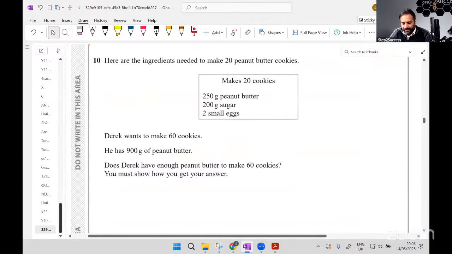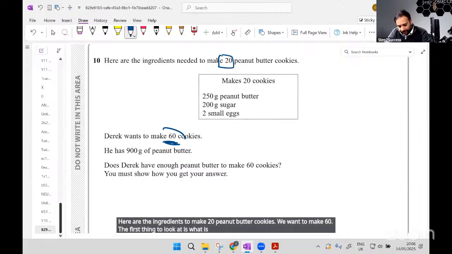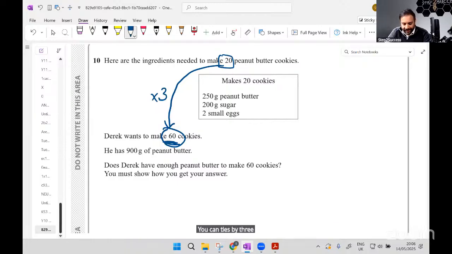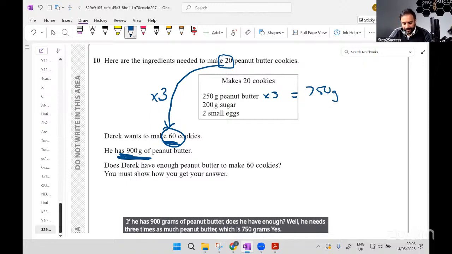Here are the ingredients to make 20 peanut butter cookies. We want to make 60. The first thing to look at is what is the recipe for and what are you trying to make? Is there a link between those two numbers? Yes, you can times by 3, which means that you times all your ingredients by 3. If he has 900 grams of peanut butter, does he have enough? Well, he needs 3 times as much peanut butter, which is 750 grams. Yes, he's got enough.